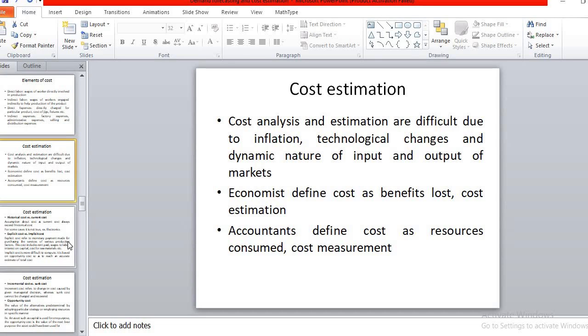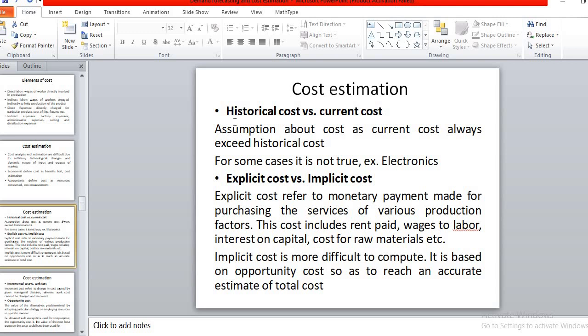In this cost estimation, there are different costs: historical cost, current cost, explicit cost. There are six types of cost. First, historical cost and current cost. Historical cost is related to the previous period or previous data. It is always assumed that current cost is larger than historical cost, but this is not always true. This is observed in electronic equipment, which is now cheaper than in the earlier period.